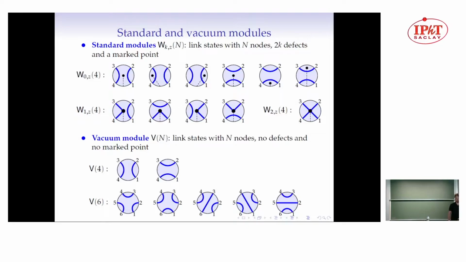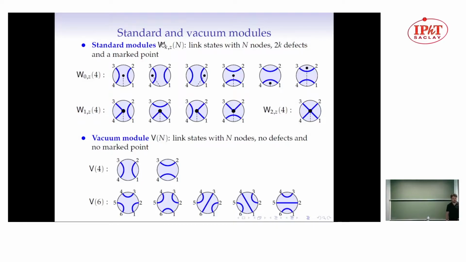They're defined in terms of link states. Again, often they're drawn as planar diagrams. Here I draw them inside disks, right? So n is the number of sides, which you can see here. The first number k is half the number of legs. So here I have 0 legs or defects connected to my marked point. So I have a marked point in these link states. Here k equals 1, I have 2 such legs, and k equals 2 gives 4 such legs. So these are the vector spaces for n equals 4 for the various possible standard modules.